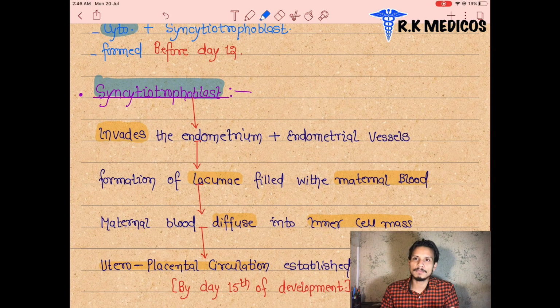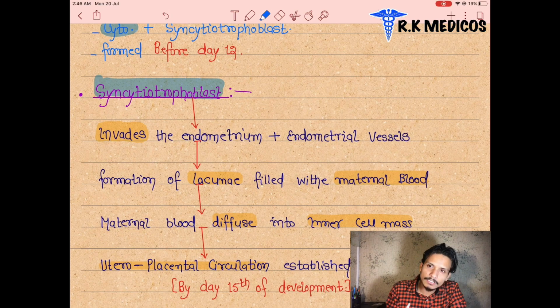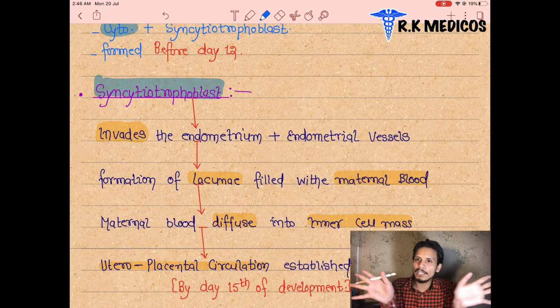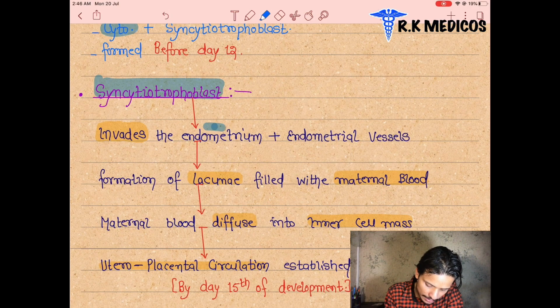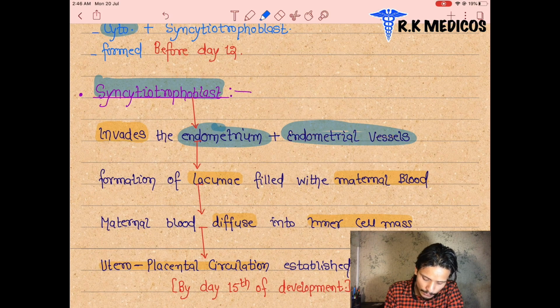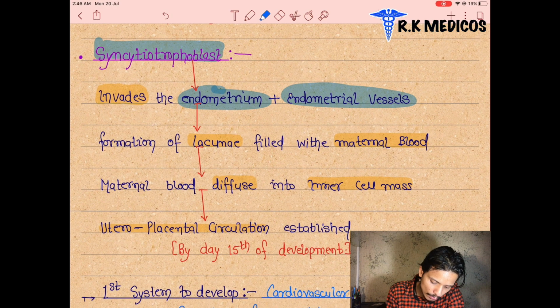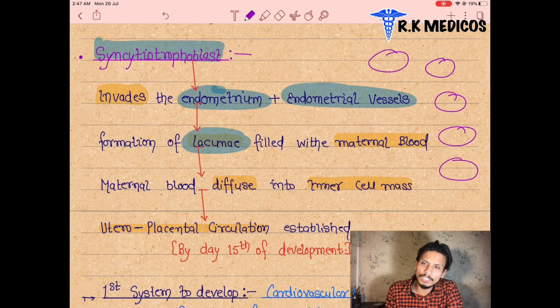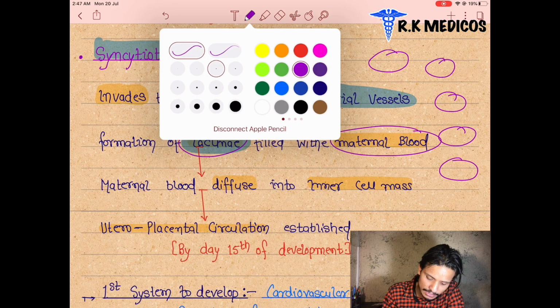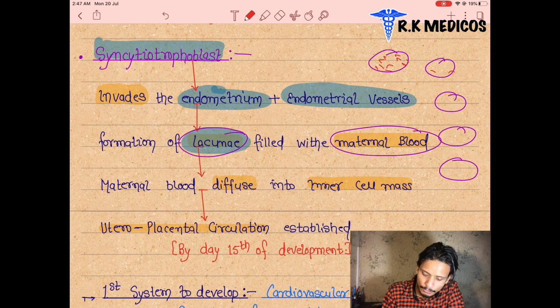The endometrium has endometrial glands, and this syncytiotrophoblast layer of the embryo is going to embed in these blood vessels. They are going to embed in the endometrial walls, and what happens next? They get embedded in the endometrium, reach the endometrial blood vessels, and form round lacuna-like structures. Lacuna basically means a vacuum, or a round structure filled with blood. This is the lacuna forming with maternal blood. Inside these lacunae, maternal blood is filled. Lacunae means the cavity which is filled with blood.